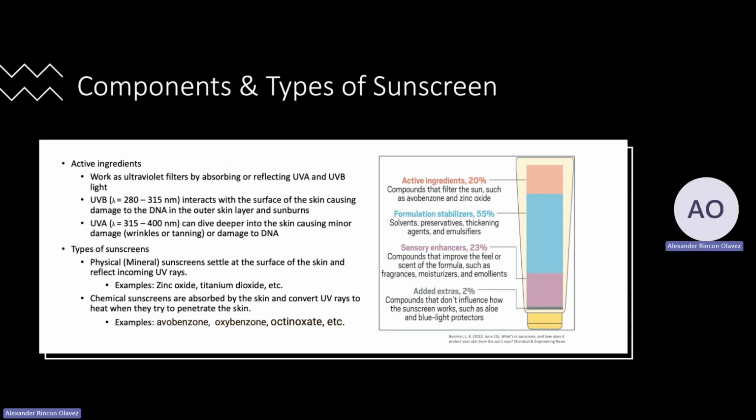As a way to differentiate sunscreens, we can look at their active ingredients and see if they absorb or reflect light. For example, physical sunscreens sit at the surface of the skin and reflect incoming UV light, and some examples of this component can be zinc oxide or titanium dioxide. On the other hand, chemical sunscreens are the ones that are absorbed by your skin and convert UV rays into heat when they try to penetrate the skin. Some examples of these components can be oxybenzone.